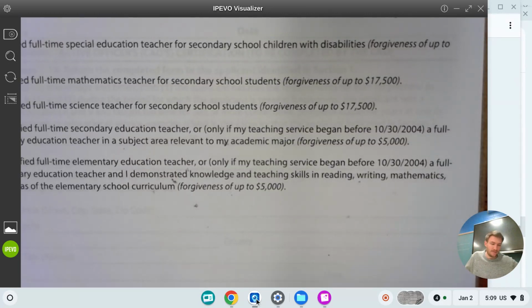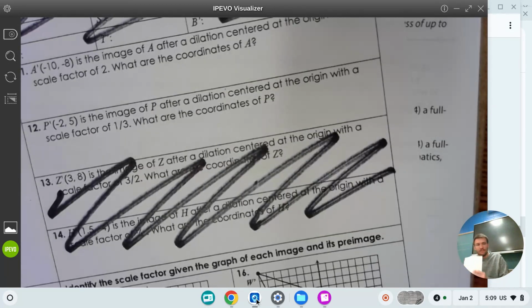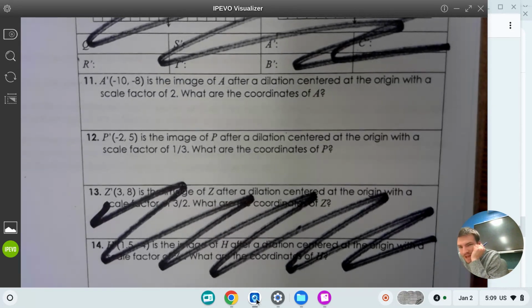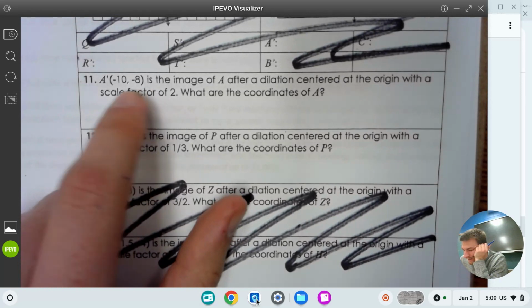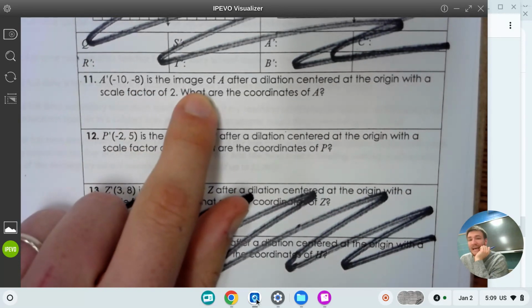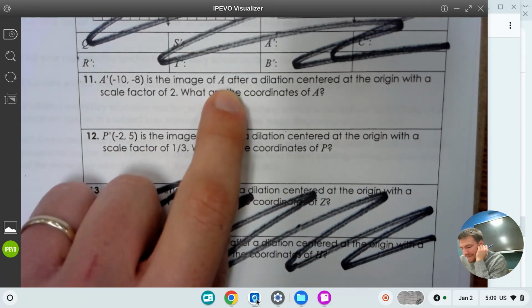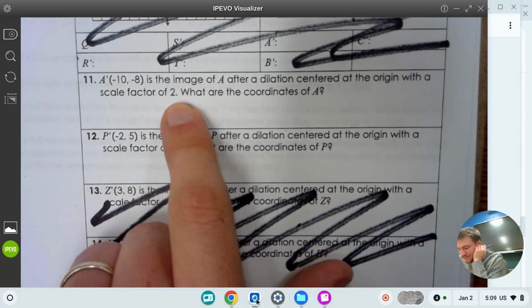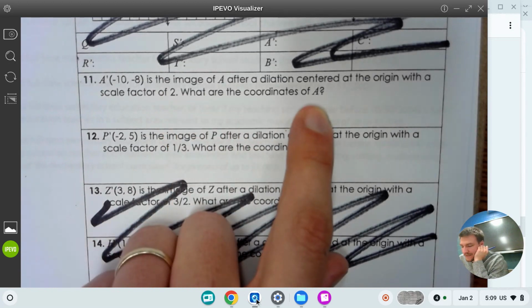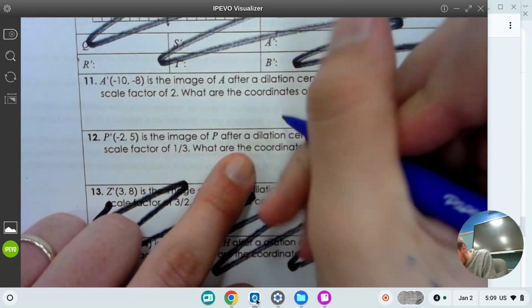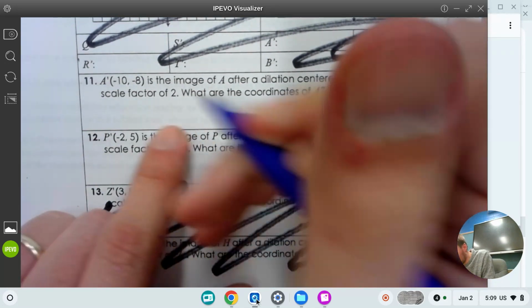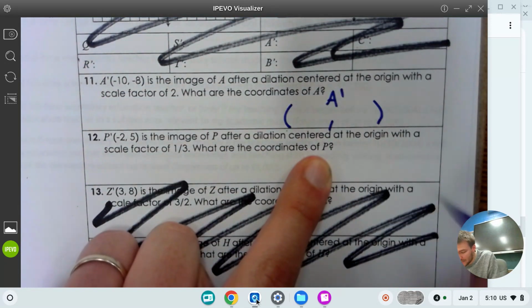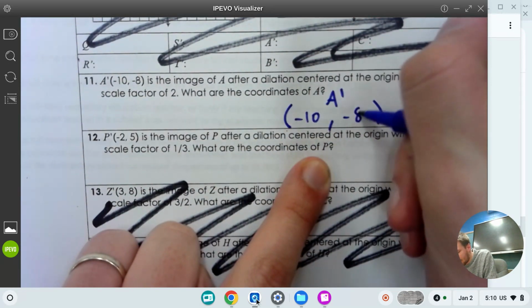All right, we have done such a good job so far. Boom, we're on the very last little bit here. A question that says, A prime, that means it's the second one, is the image, which comes after a pre-image, of A after a dilation with a scale factor of 2. What are the coordinates of A? So importantly, remember, this A prime is the result, -10, -8.